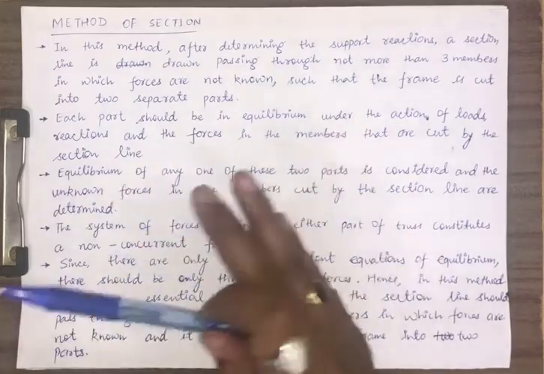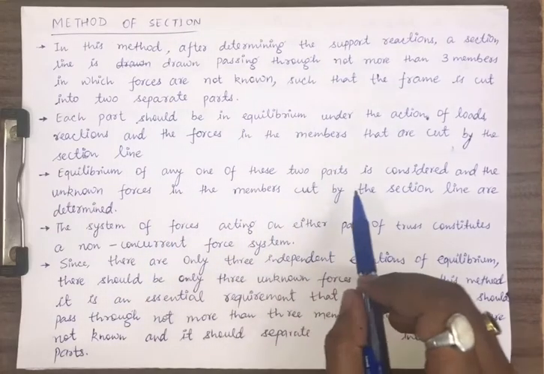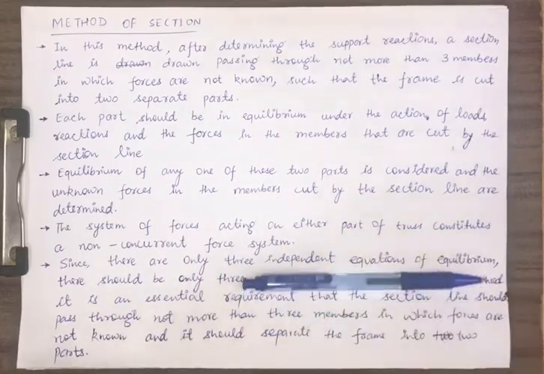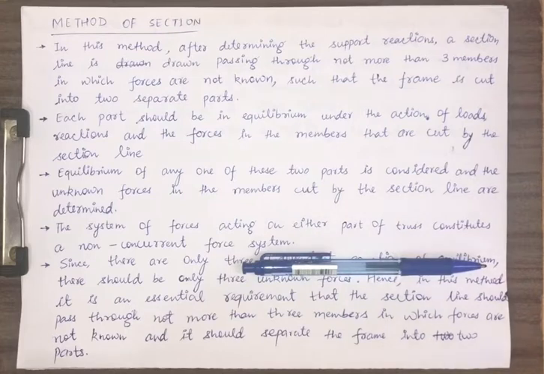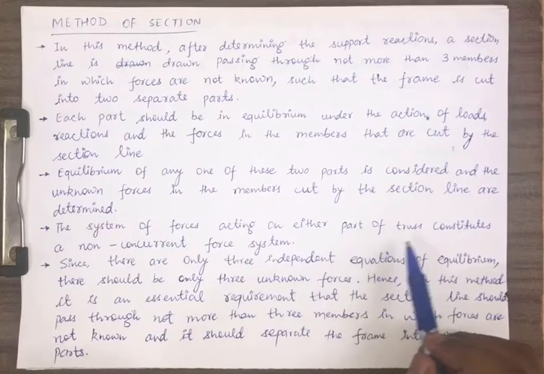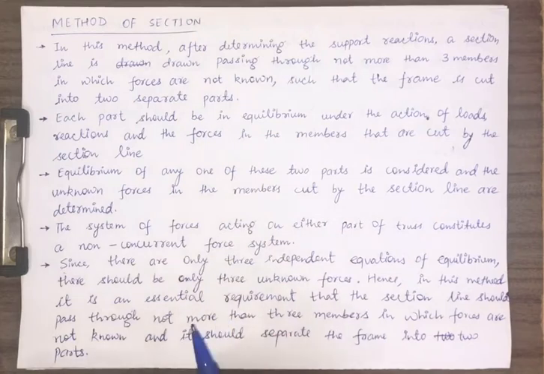Both the parts should be in equilibrium under the loads. Equilibrium of any one of these two parts is considered and the unknown forces in the members cut by the section line are determined. So we are going to first cut the frame into two parts, and after that we use the equilibrium equations for determining the forces in the members. The system of forces acting on either part of the truss constitutes a non-concurrent force system. Why? Because there are various members and all members do not pass through the same point. That type of force system is called non-concurrent.